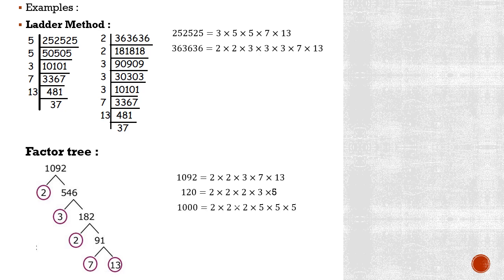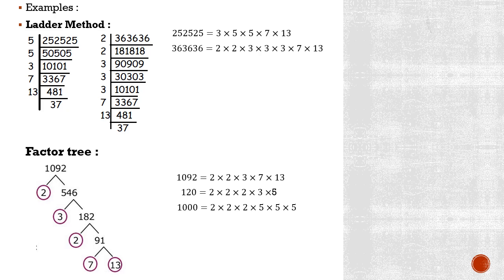Next, let us take one more example. 1000. If we do its prime factorization, we will get 2 into 2 into 2 into 5 into 5 into 5. So in power form, this prime factorization can be written as 2 cube into 5 cube. So this is the way.